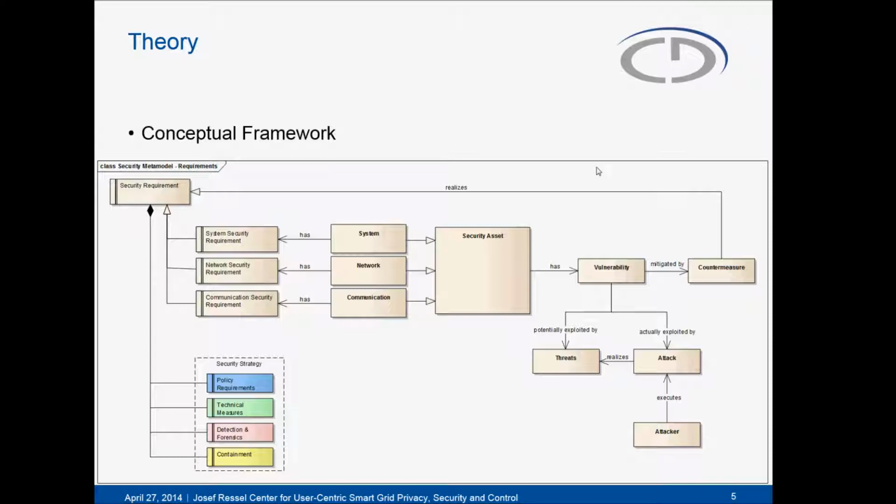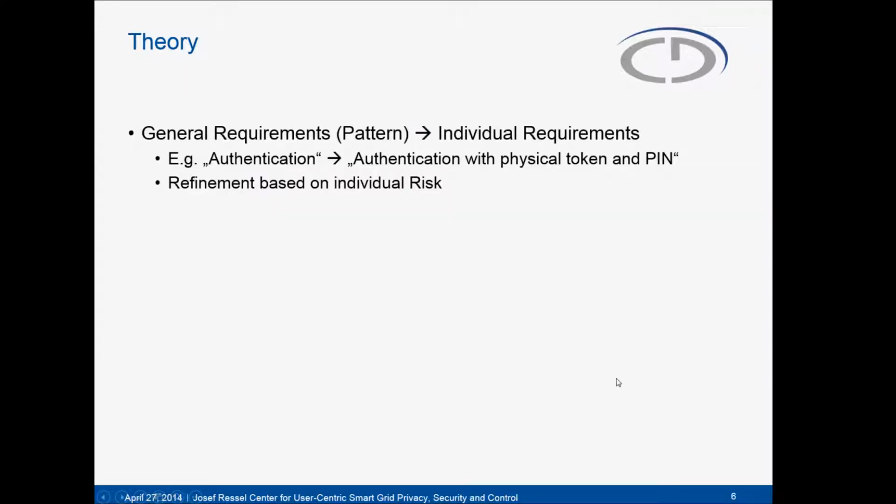As we learned now, we are able to instantiate individual security requirements from patterns for every single component based on the type of security asset that is realized by a component. In real-life projects, of course, this is not enough, so we're interested in transformation from these general requirements into more specific and individual requirements. Like, for example, we want to turn the general requirement authentication into a specific requirement which says authentication with physical token and PIN. And these refinements are based on the individual risk that one single component faces.